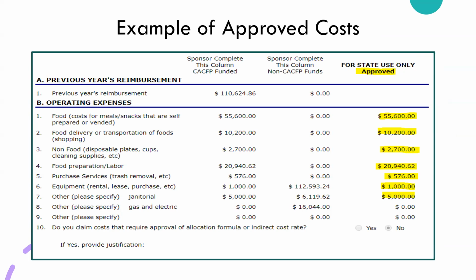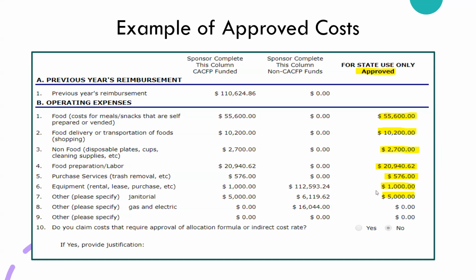So this is what I look at on your application. Then when I come up for review, I would need to see the invoices, receipts, etc., that those charges came from. So this is just an example of an approved cost. And you can see on the left column right here your previous year's reimbursement, and then what you're anticipating for your food cost and your delivery, your plates and cups and cleaning, your food preparation, purchase services, equipment.